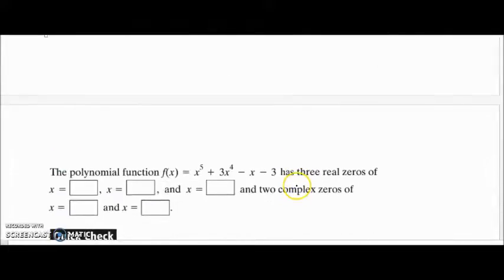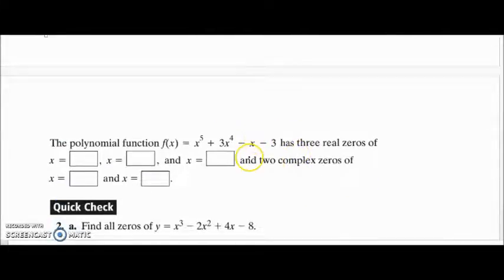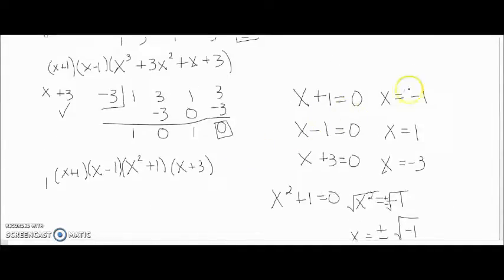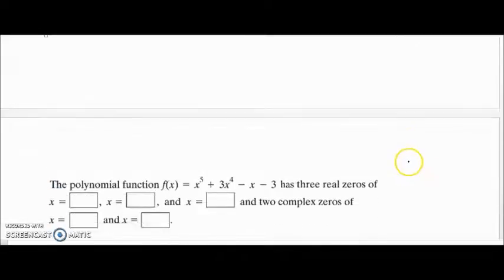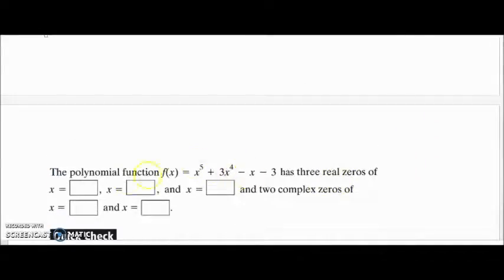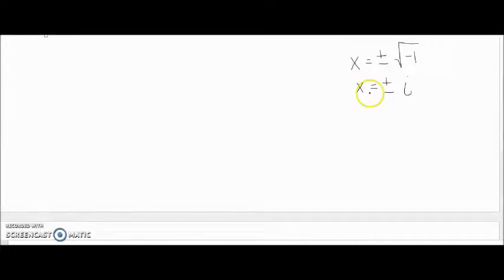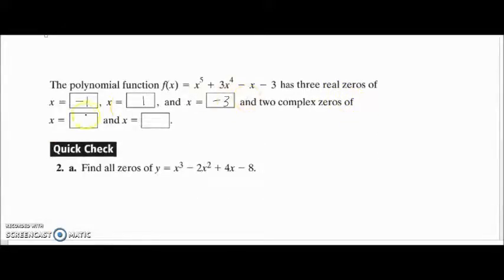So our solutions are, let's come back up here and look, -1, 1, and -3 were our real zeros. So -1, 1, and -3. And our two complex zeros are these, the plus or minus i. So x is either i or -i.